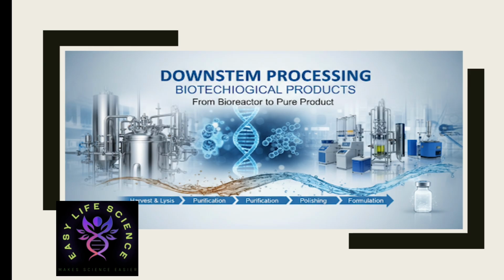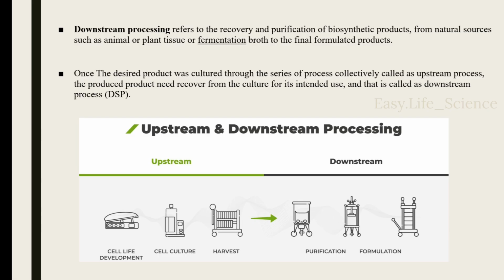In today's lecture, we will learn about downstream processing. Downstream processing is a crucial process during the production of any biotechnological products, especially in industries like pharmaceuticals. Downstream processing refers to the recovery and purification of biosynthetic products from natural sources such as animal or plant tissue or fermentation broth to the final formulated products.